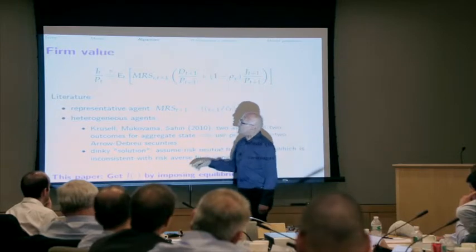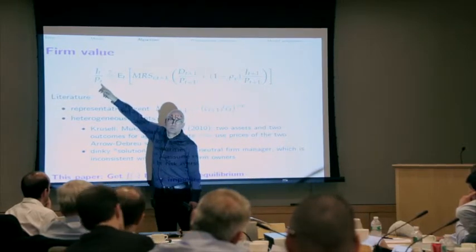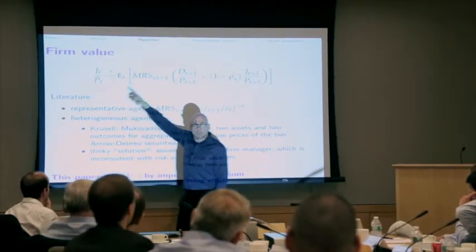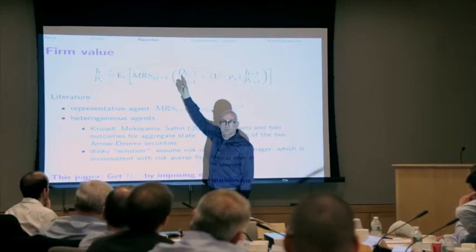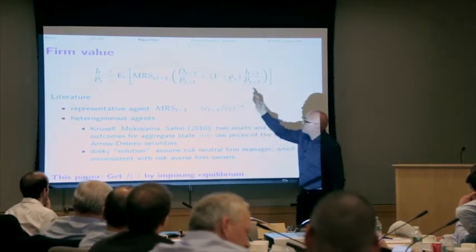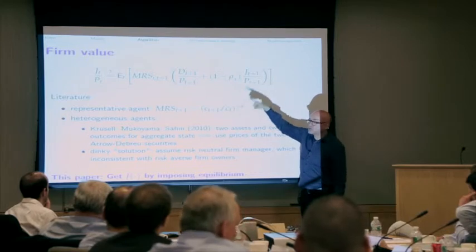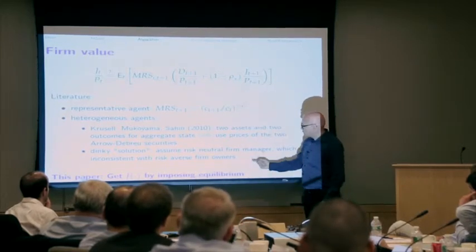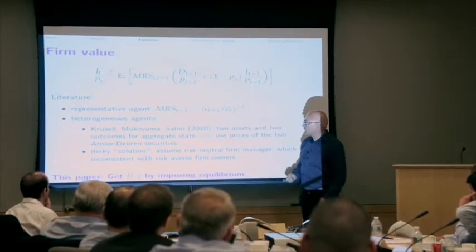So basically you say, what's the value of a firm? Well, the value of the firm is just the net present value of all the dividends. And then you focus on an equation like that just to solve for j. We're going to get j by explicitly imposing equilibrium.